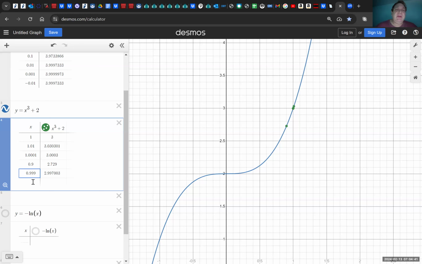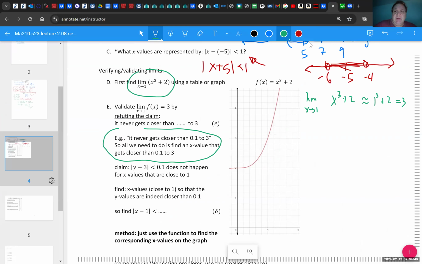No matter what number they give us, we can always find something closer than that. All right, so let me first show you the algebra with the 0.1. So we have this claim that we're going to refute. This claim right here says that the difference between y and our answer 3 cannot be smaller than 0.1. So we have this y minus 3 is less than 0.1. We need to say we can find an x value that gets closer than 0.1.